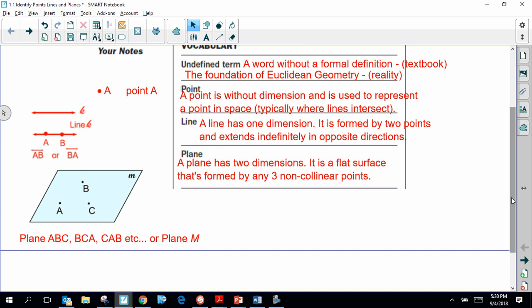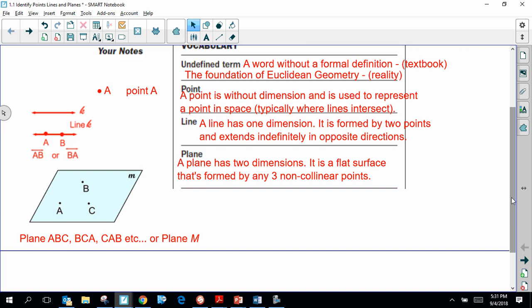A line has no dimensions. It extends indefinitely in opposite directions. A plane is two dimensions. It's representing a flat surface, and it's formed by any three non-collinear points, meaning points that aren't on the same line. So typically a line can be like a flagpole that's sticking up out of the ground, or the lines that you see on the highway. A plane would be like a desk or a wall or a floor, something like that, as a representation in the real world. And again, go ahead and pause the video as you need to copy down any extra information.